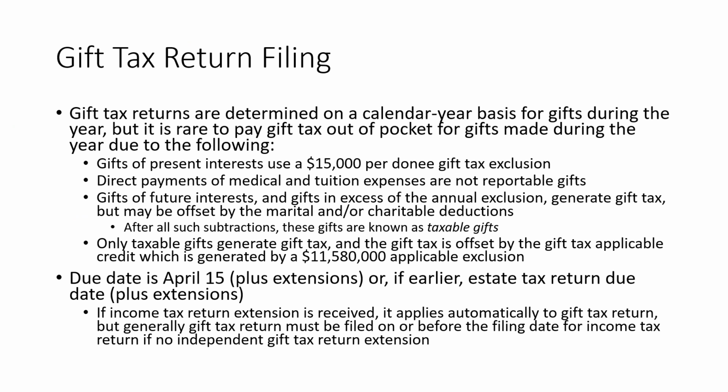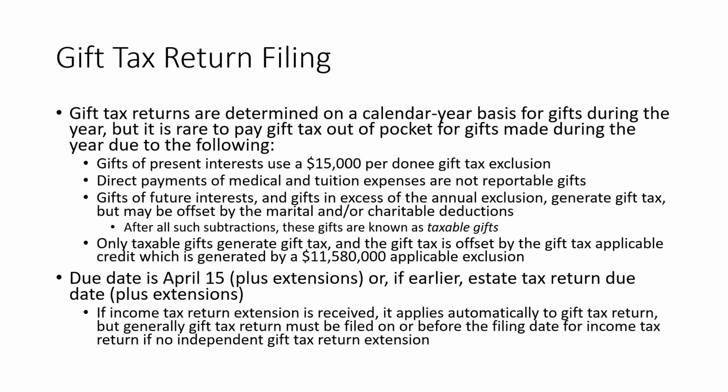One is the gift tax annual exclusion, which applies to each donee receiving a present interest and excludes the first $15,000 of present interest gifts to that donee for gift tax purposes. Further, without even looking to the annual exclusion, direct payments of medical and tuition expenses will not be reportable gifts and won't even dig into that annual exclusion.